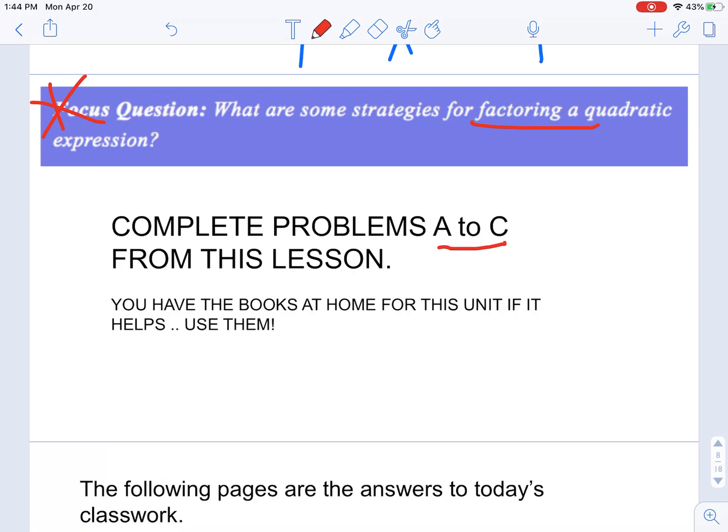Please reach out to me with any questions. I'm going to quickly scroll through the answers for this lesson so that you have them to reference. You'll just need to pause this video if you need to look through them.